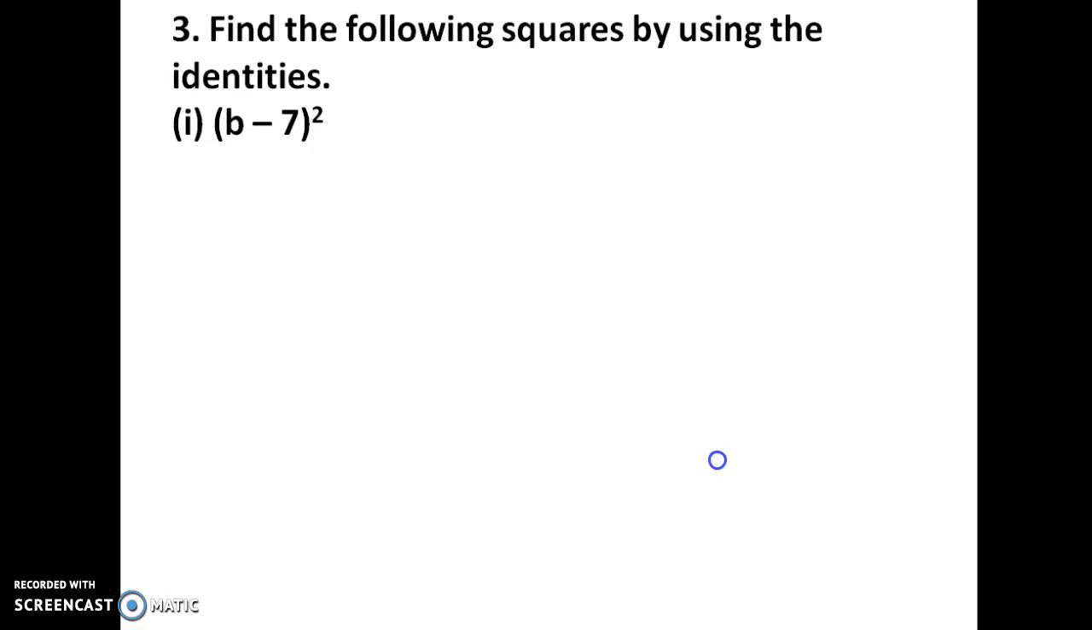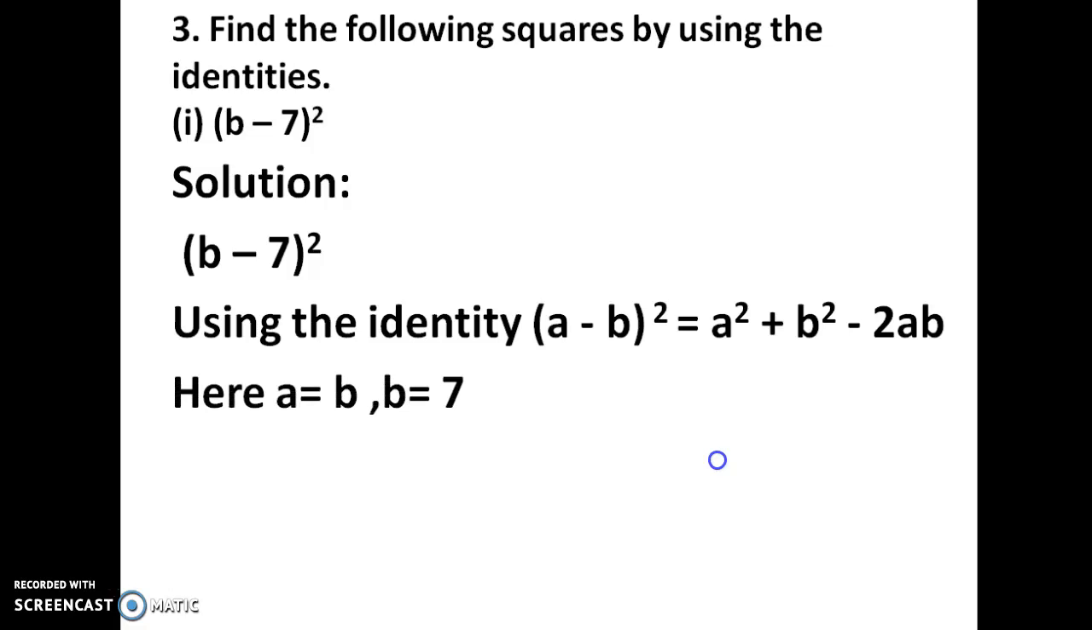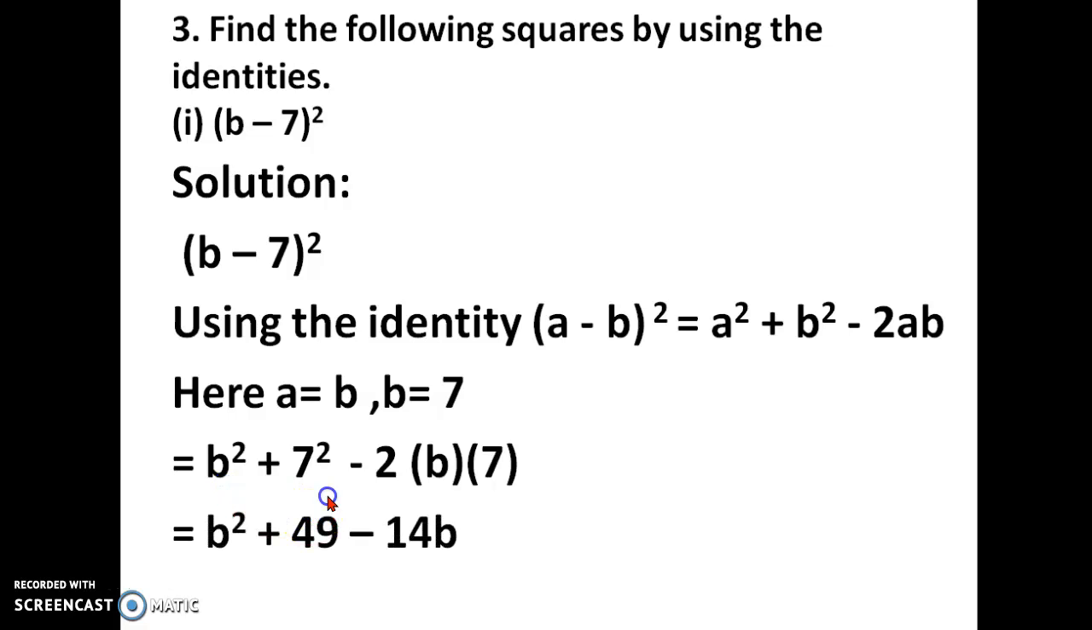Then find the following squares by using the identities. So just you have to find out the square, b minus 7 the whole square. So this is of the form a minus b the whole square. So here a is b and b is 7. So put those a, b values in the identity formula. Okay, so b square plus 7 square minus 2 into b into 7. So 7 square is 49. Okay, b square only, and you will get 49 for 7 square.